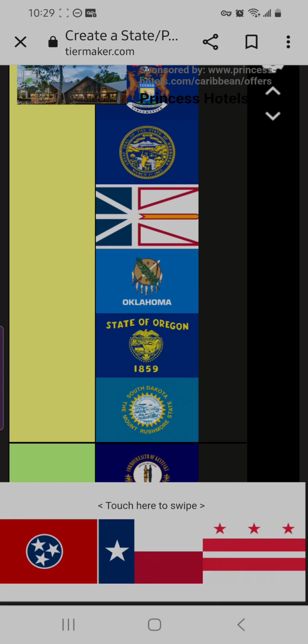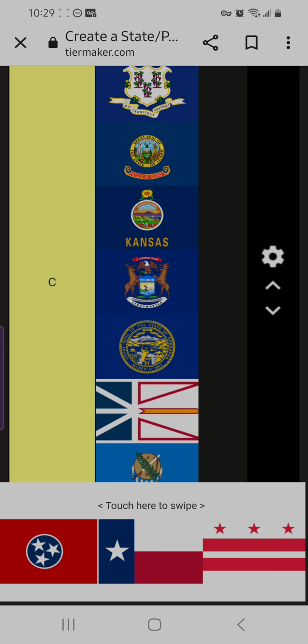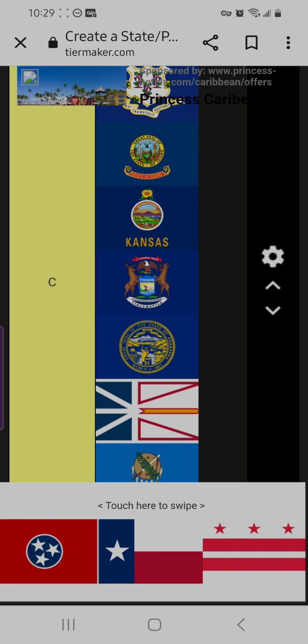Now, Tennessee. This is a red background with 3 stars. I do think it has a good history with this. They have three stars for the three divisions of the state. That's good, and even if they didn't have that, I would still give them a B minus. But with that, I will give them just a B.